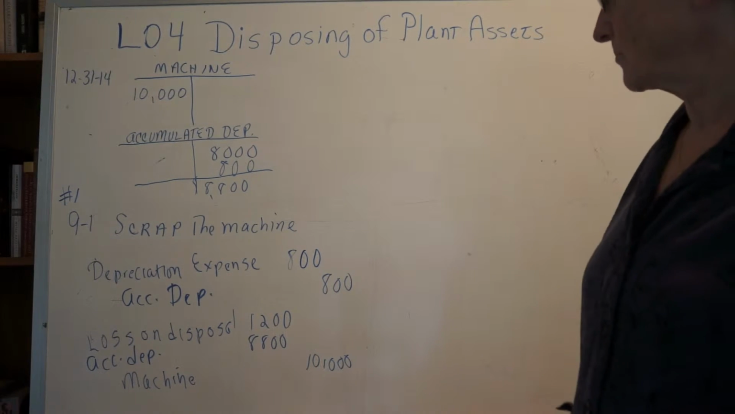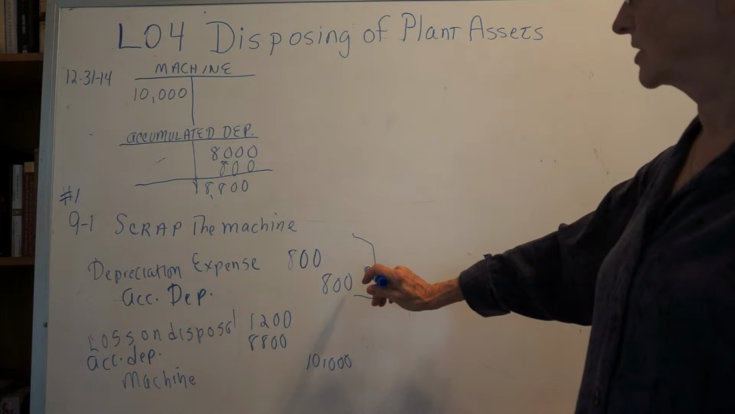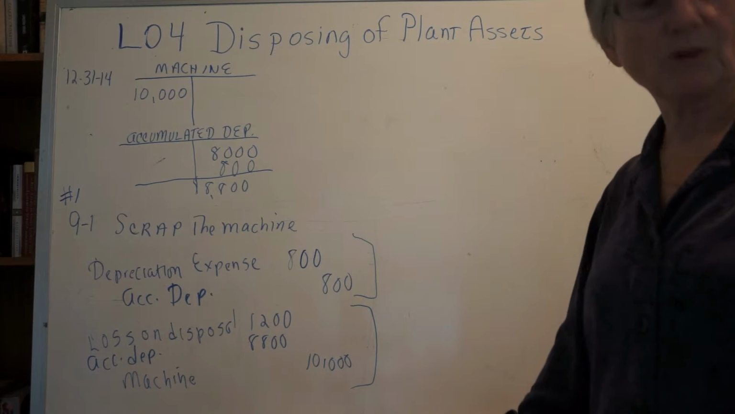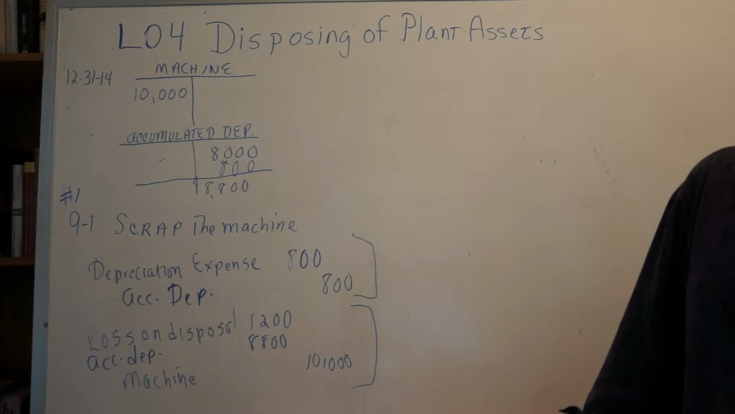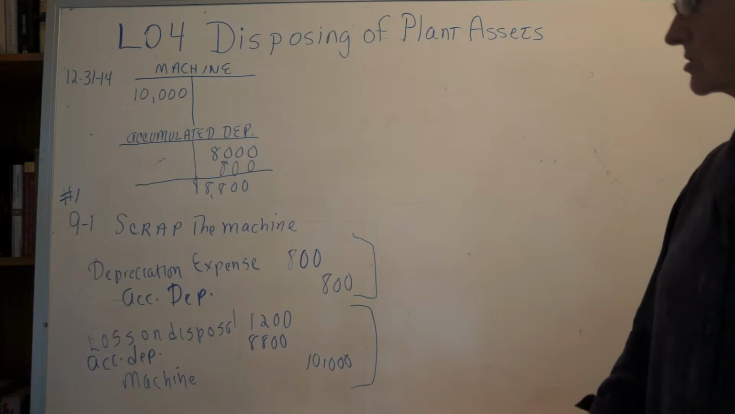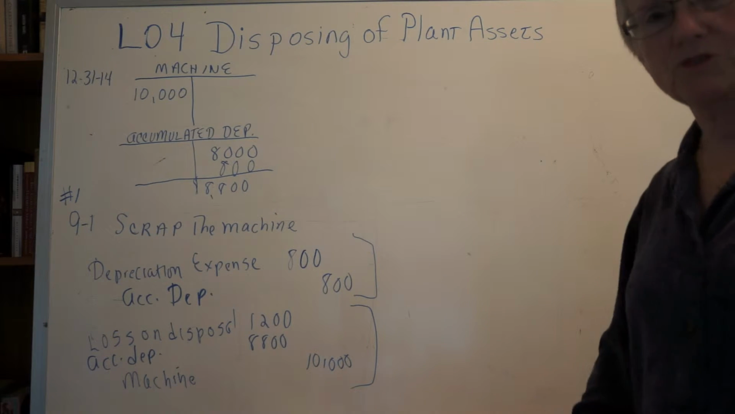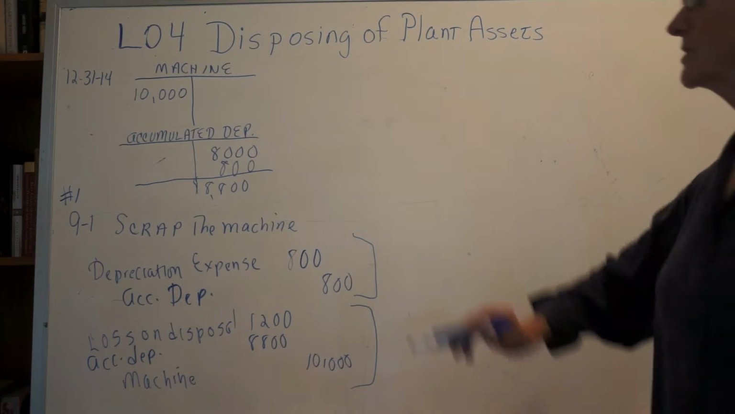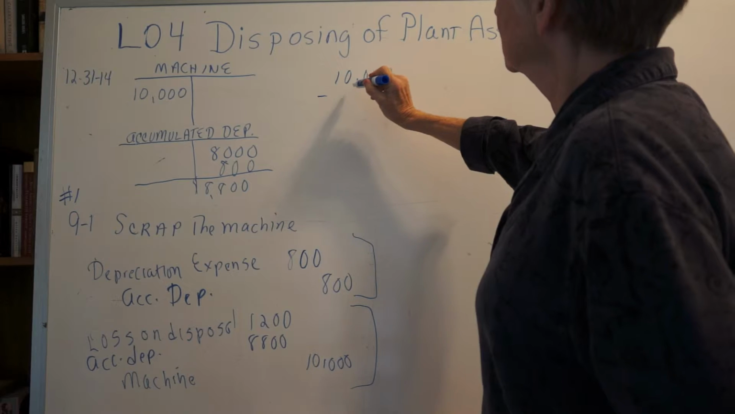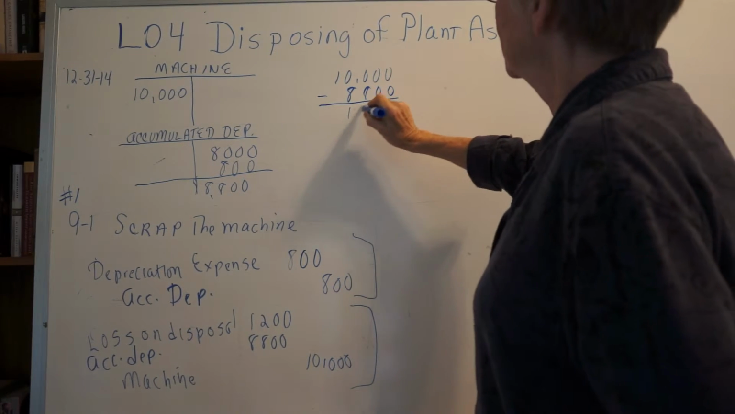It's really a two-step process: update the depreciation to the date of the sale, and then remove the equipment or the machinery from the books. Another way to calculate the gain or loss on it, just to think about it, is it's the difference between the book value and the proceeds. The book value being the cost of the machine minus the accumulated depreciation to date would be $1,200.